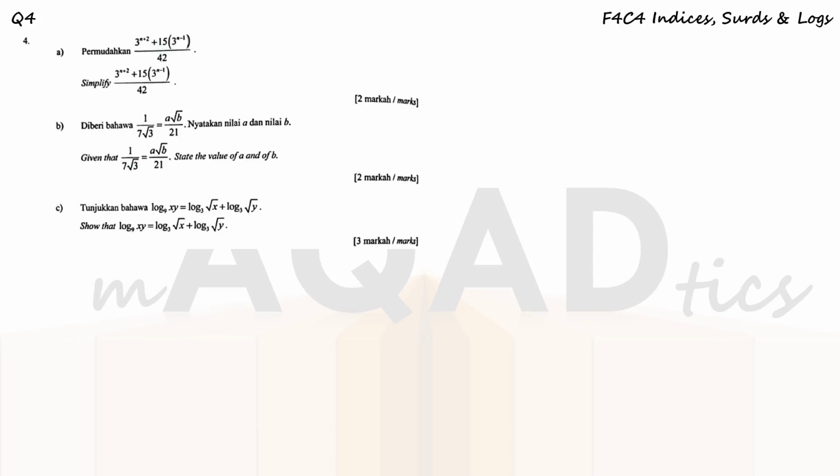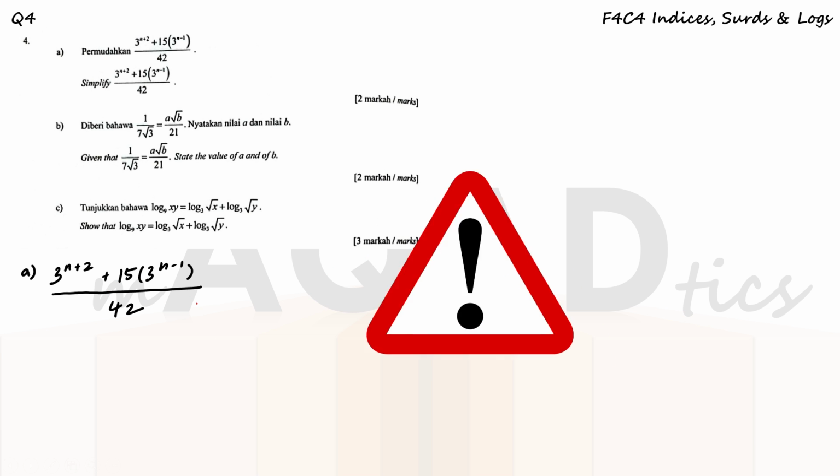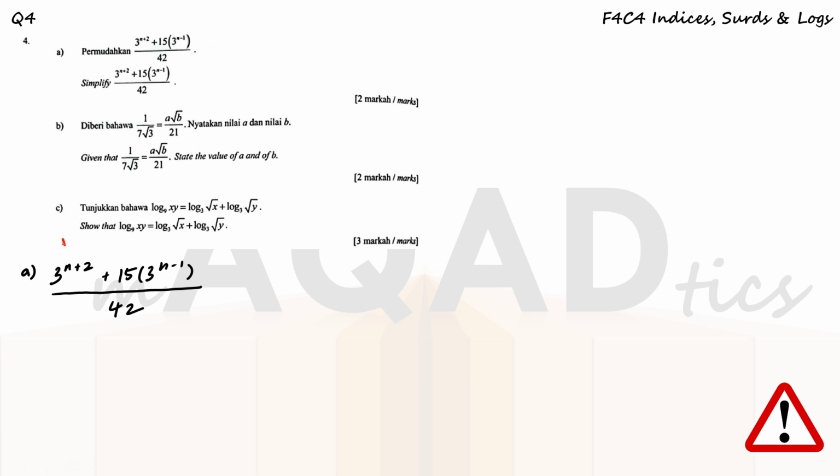And for question 4, it comes from the Indices, Surds, and Logarithm chapter. Alright, so for part A, we need to simplify an indices expression. Okay, so for this part, what I will do is I will split these indices first. These two. It becomes something like this.